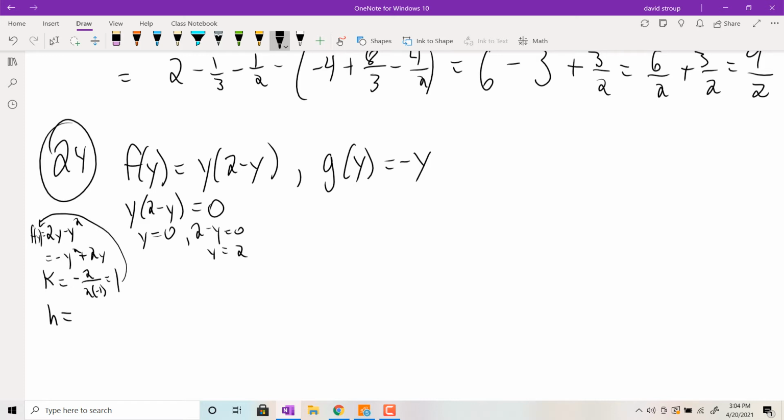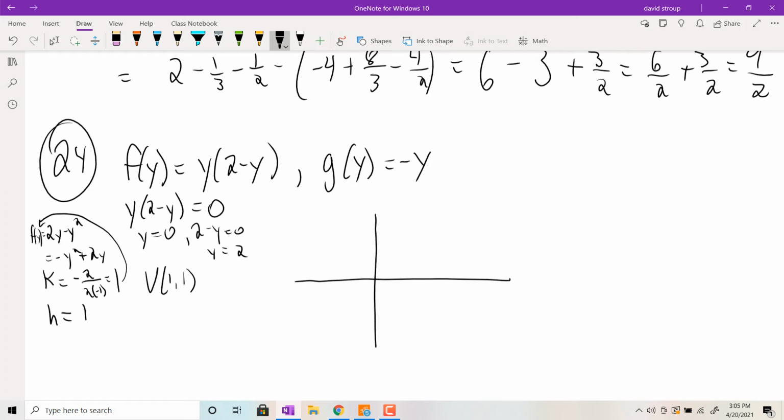So you get 2 minus 1, which is 1. I must have screwed it up in my notes. Yeah, I got a mistake in my notes. So the vertex is at 1, 1. No way to screw that up. Anyways, let's go ahead and take a look at the graph.